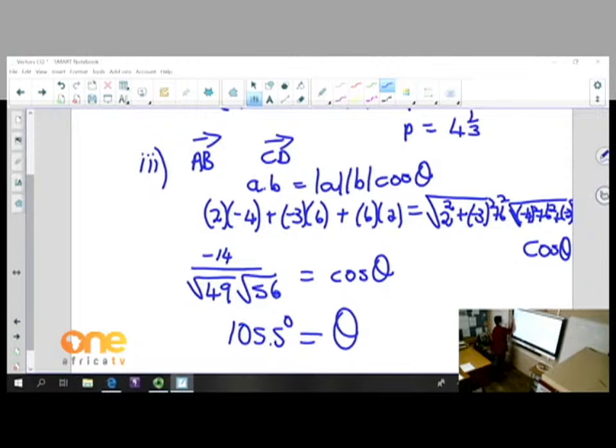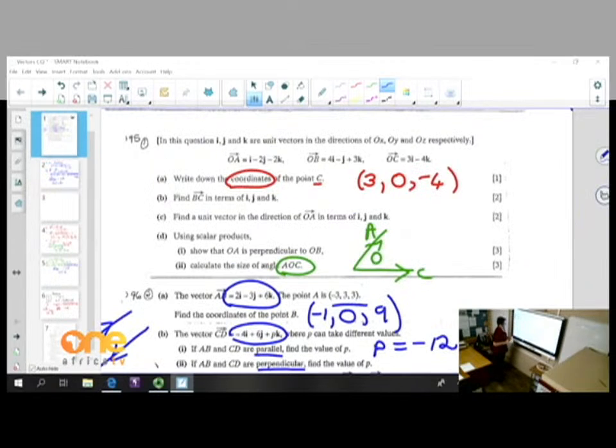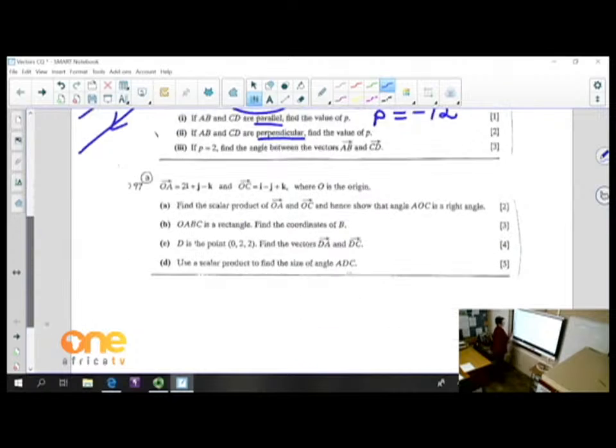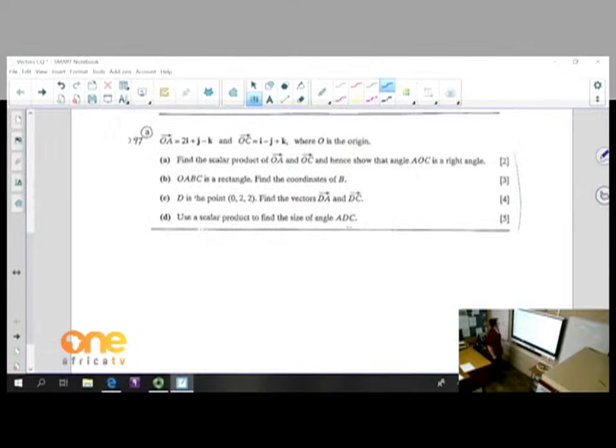Right. Now we look at question 3. OA is the vector 2i plus j minus k. OC is i minus j plus k, where O is the origin, so from the origin. Find the scalar product, A dot B, of OA and OC, and hence show that that angle is a right angle. So this is the number 3A, and we're finding the scalar product.